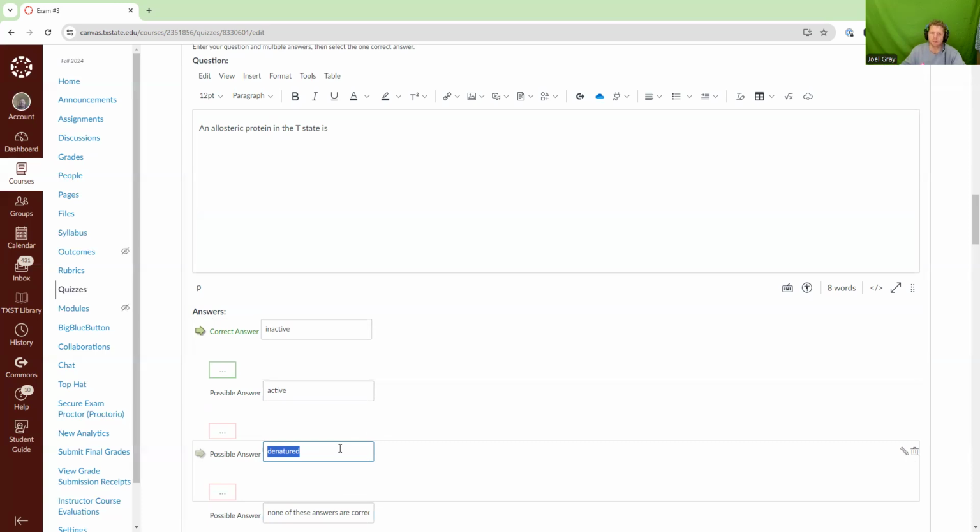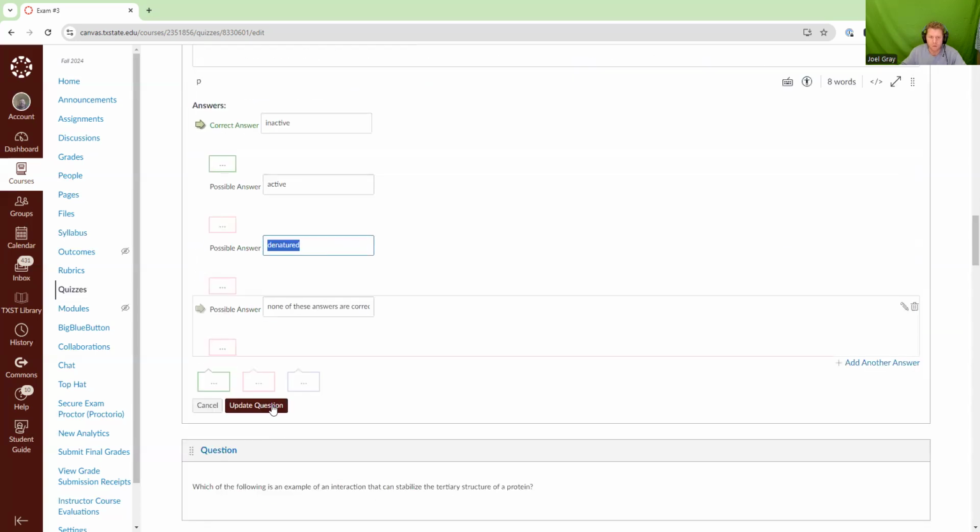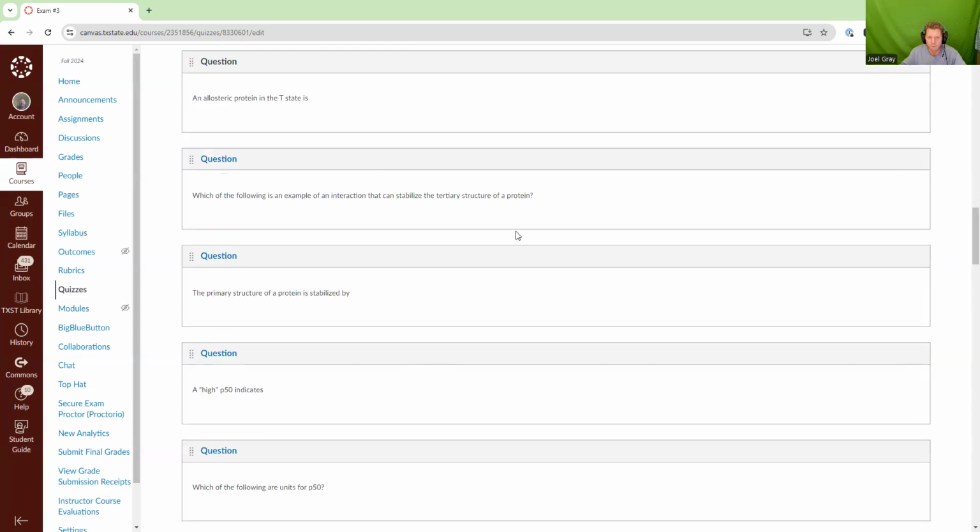Think about hemoglobin. Hemoglobin is folded in its inactive T state and undergoes some conformational changes to make the R state, but it's still folded. So it is not denatured. I'll update this question. That's coded correctly.